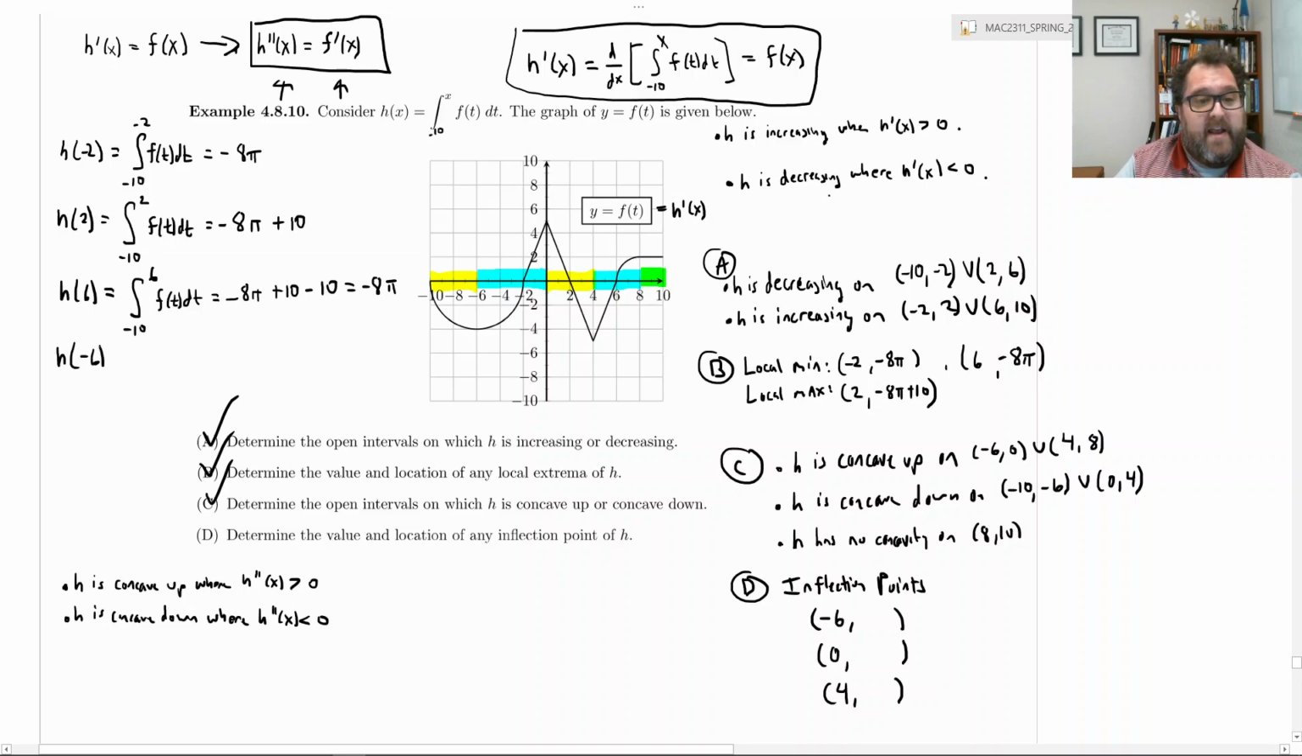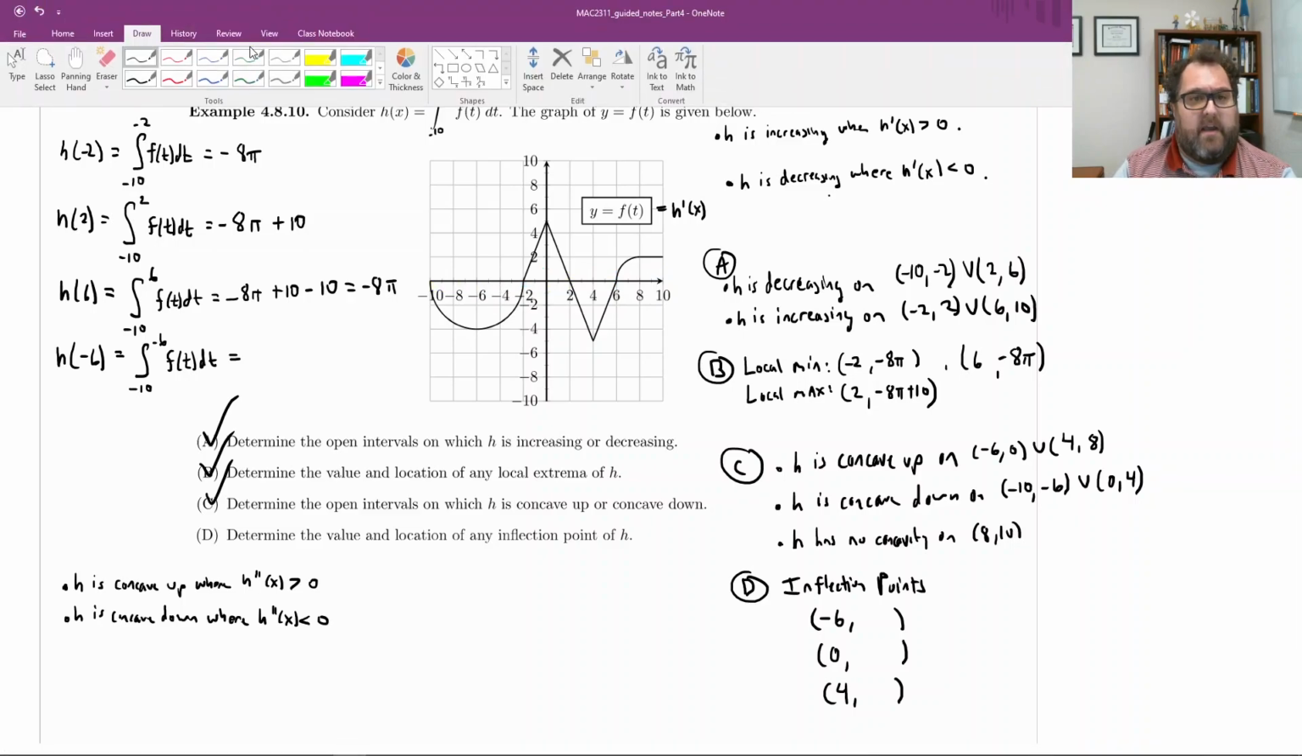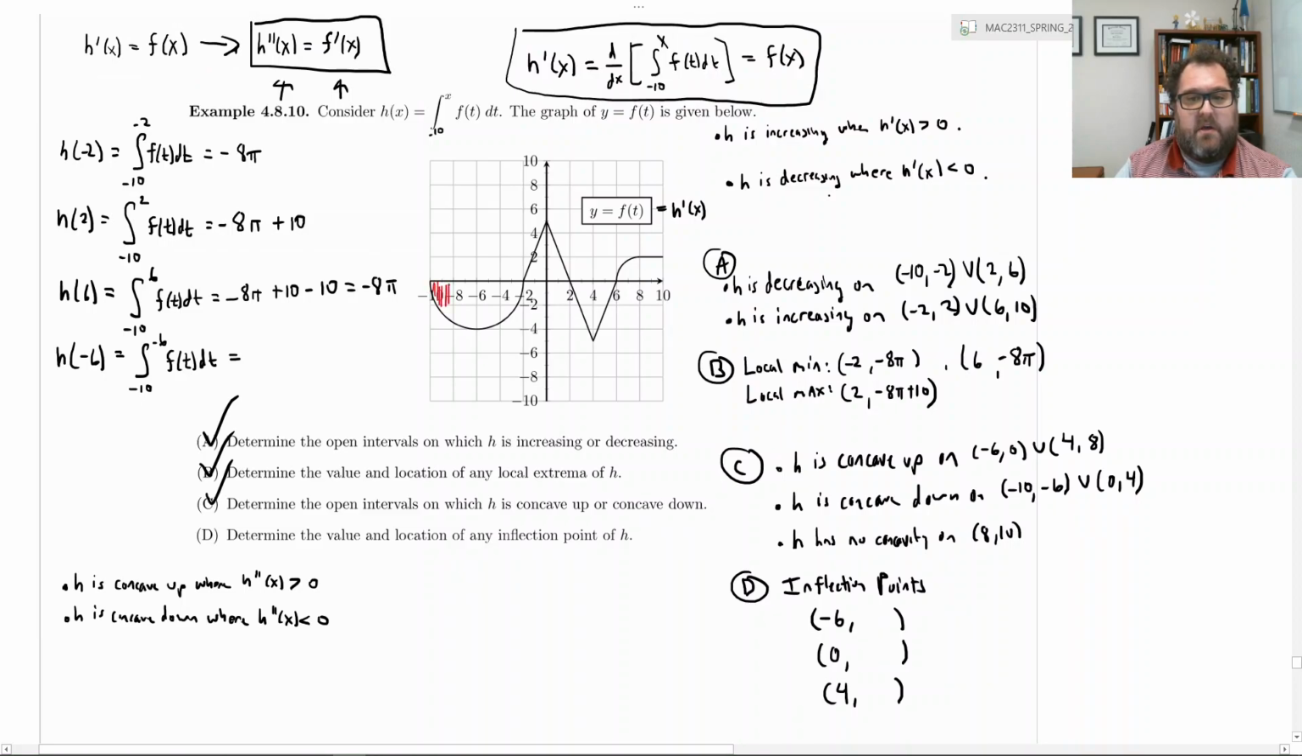So h of -6, that is the definite integral from -10 to -6 of f of t dt. Okay, so let's get out the shading again, and let's work with our accumulation function. Notice that from -10 to -6, we're accumulating a quarter circle. It's below the x-axis. We found that the entire semicircle below the x-axis had a net area of -8 pi. If you want a quarter circle instead of a semicircle, that's half. So it has a net area of -4 pi. Okay, so our y value of that inflection point is -4 pi.